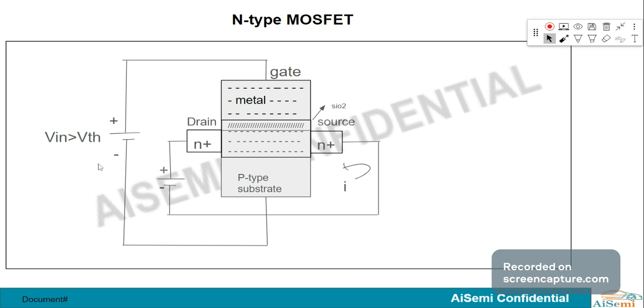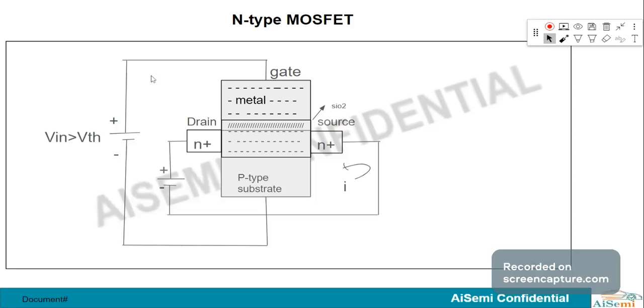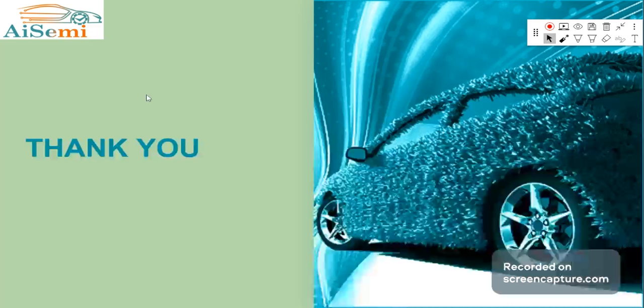For example, if Vgs is less than Vth, there is no flow of current. Totally, this type of N-type MOSFET acts as a switch, and it is a transistor. Okay, thank you.